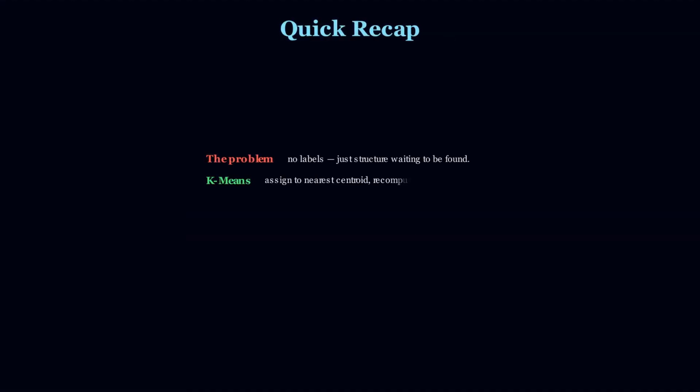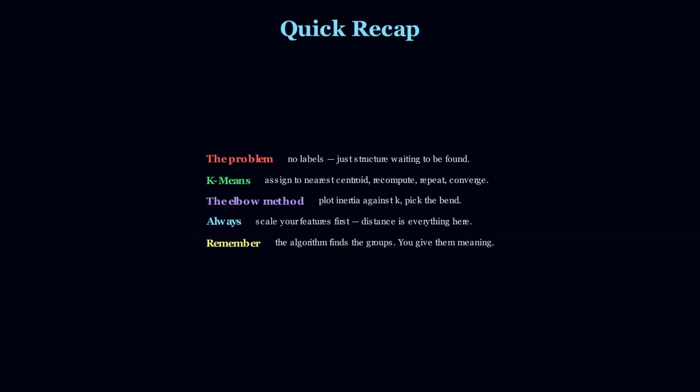Quick recap before we go. The problem. No labels, just structure waiting to be found. K-means, assign to nearest centroid, recompute, repeat until it settles. The elbow method, plot inertia against K, pick the bend. Always scale your features first. Distance is everything here. The algorithm finds the groups. You give them meaning.